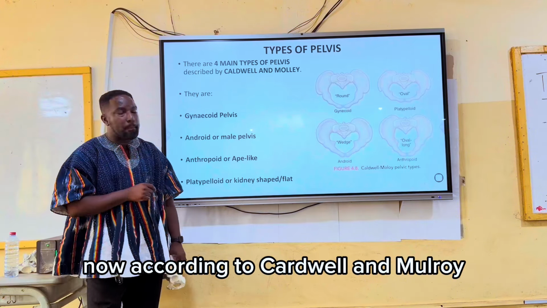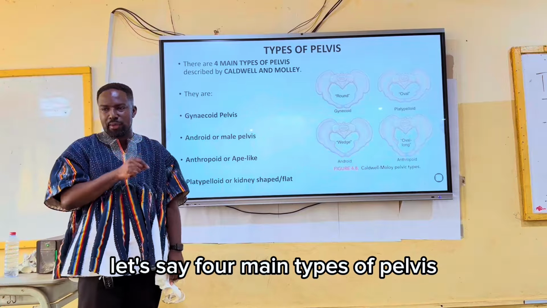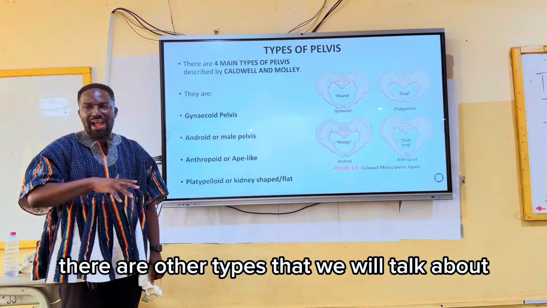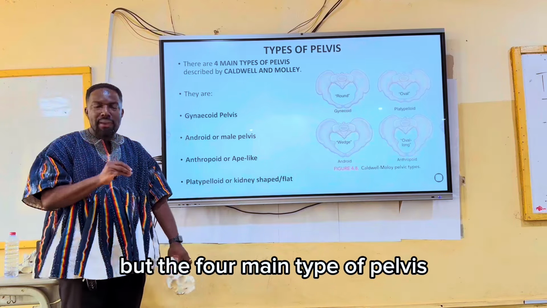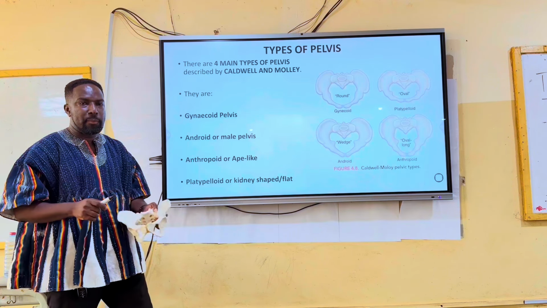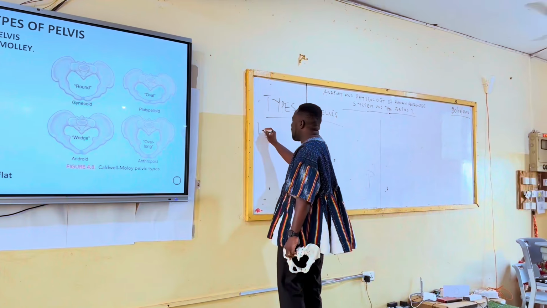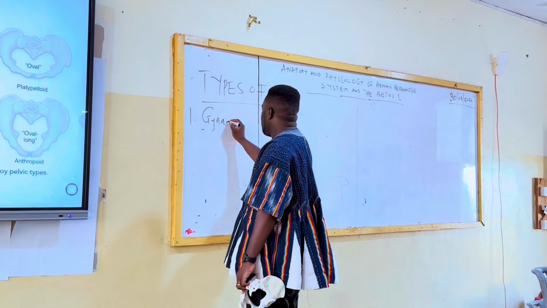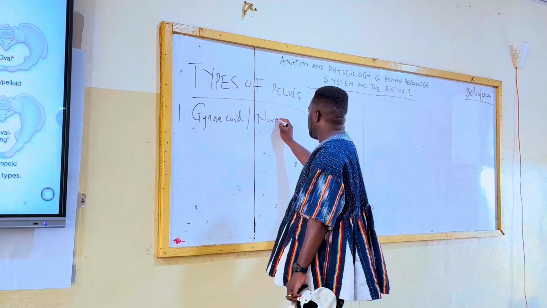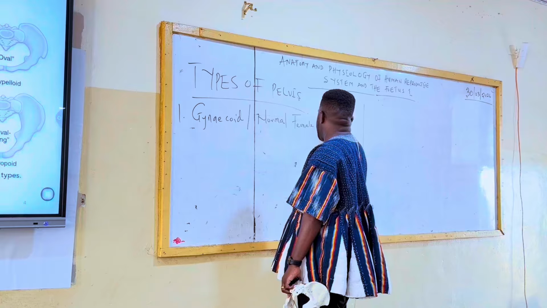Now, according to Caldwell and Moloy, there are 4 main types of pelvis. Apart from the 4 main types, there are other types that we will talk about. The first one is called the gynaecoid or the normal female pelvis. Gynaecoid pelvis is the same as the normal female pelvis.